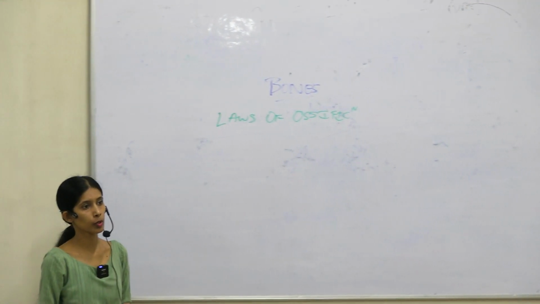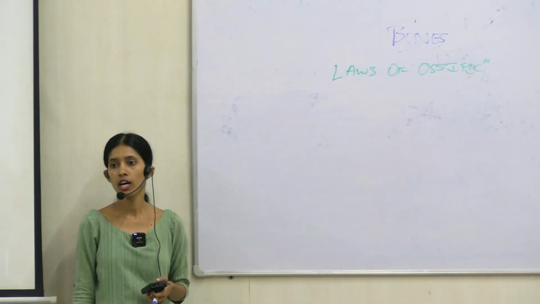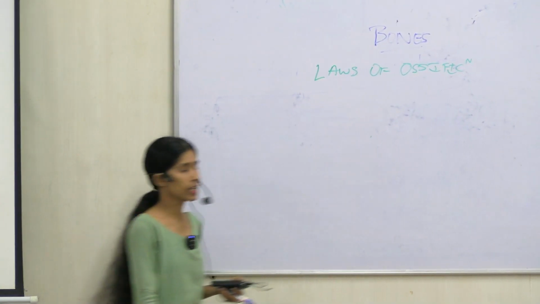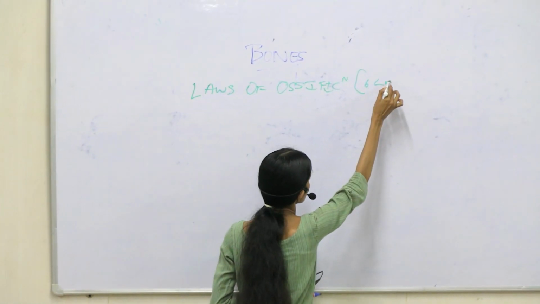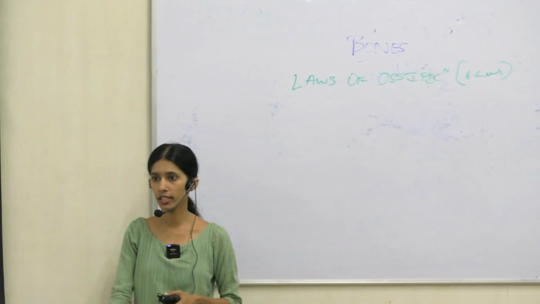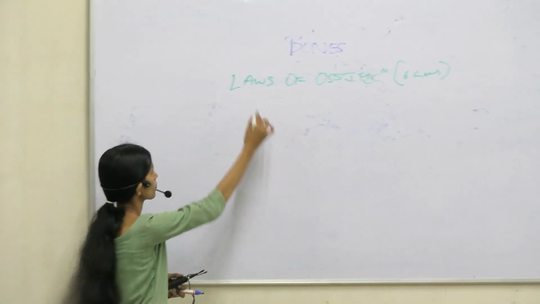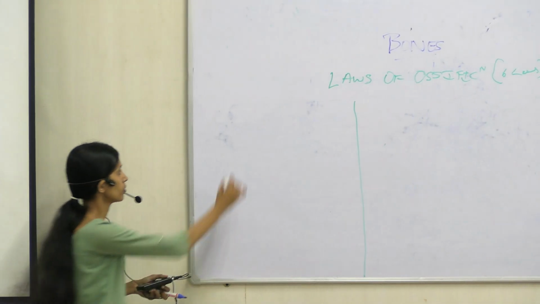For the process of ossification, your bone will follow around 5 to 6 laws. In a few sources they have mentioned only 5 laws, in a few sources 6 laws. So we are going to discuss all the 6 laws. We'll take the example of a long bone.